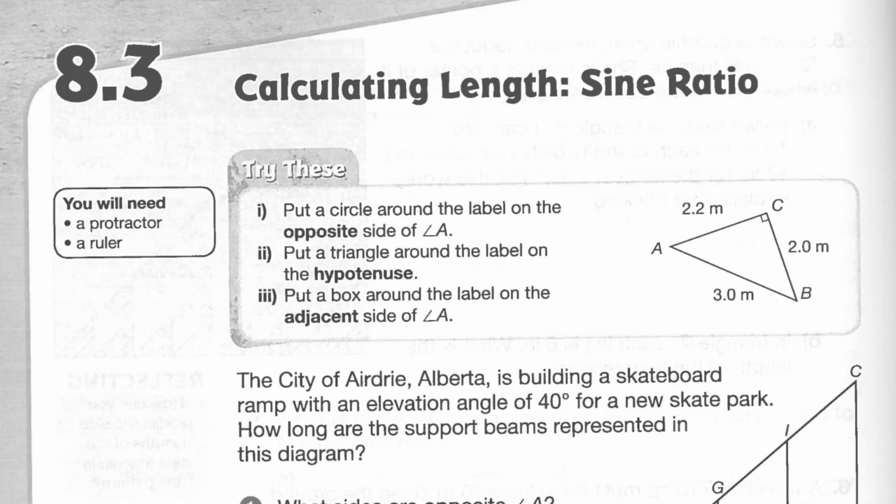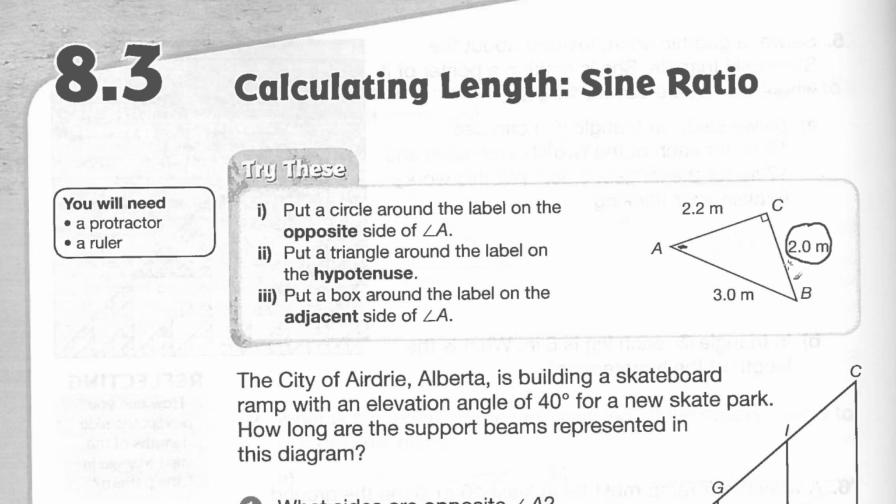In this video we're going to be talking about chapter 8.3, Calculating Length, Sine Ratio. Put a circle around the label. We'll do the try these first. Put a circle around the label on the opposite side of angle A. Well, this here is angle A, so the opposite side of angle A is right here.